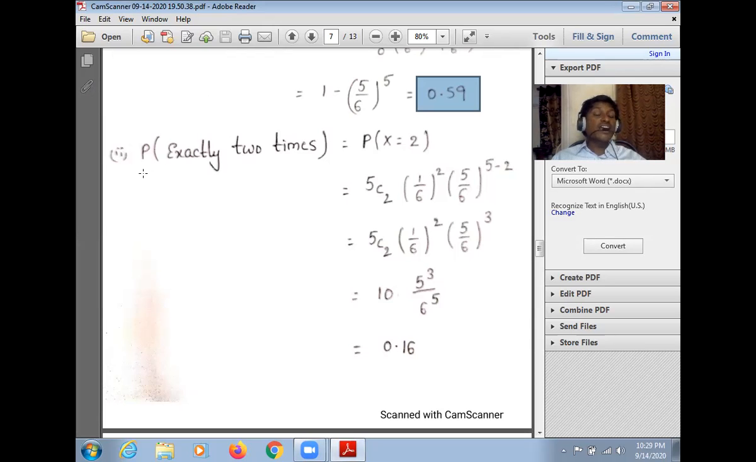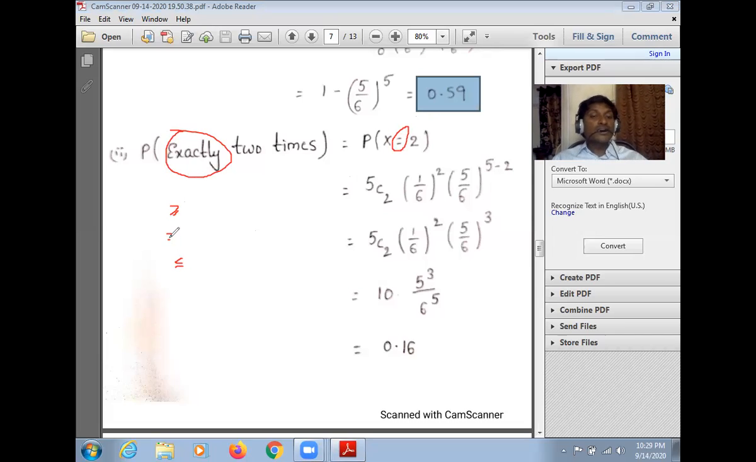The second one is exactly 2 times. Okay. Exactly is nothing but equal to. So see the terminology here. At least means what we wrote there, greater than or equal to. Exactly is nothing but what we write as equal to. So these things you need to remember. At least is nothing but greater than or equal to. Exactly is nothing but equal to. At most is nothing but less than or equal to. So we got these words.